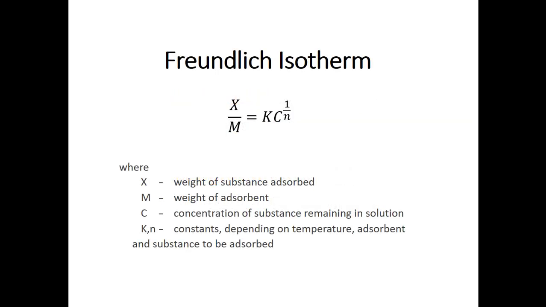The Freundlich isotherm is expressed as x over m equals K C to the power 1 over n. So x is the weight of the substance that's going to be adsorbed, and m is the weight of the adsorbent. So x is the adsorbate and m is the adsorbent. C is the concentration of substance remaining in solution, so it is the concentration of effluent. K and n are constants. They depend on different things like temperature, the adsorbent, the substance to be adsorbed.